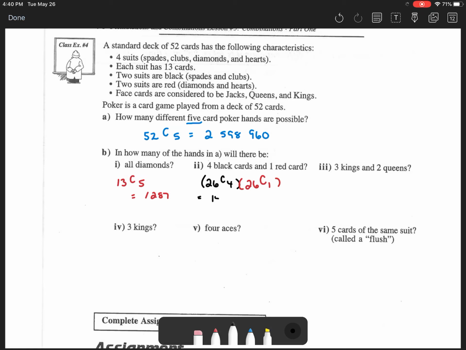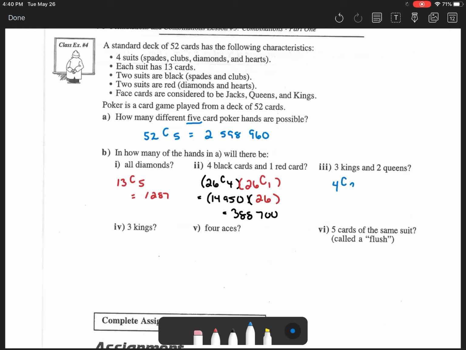So when I do that, okay, the 26 choose 4 is 14,950. And the 26 choose 1 is just going to be 26. Okay, so then I take those values, multiply them together, and you get 388,700. Okay, and there's your calculation there.